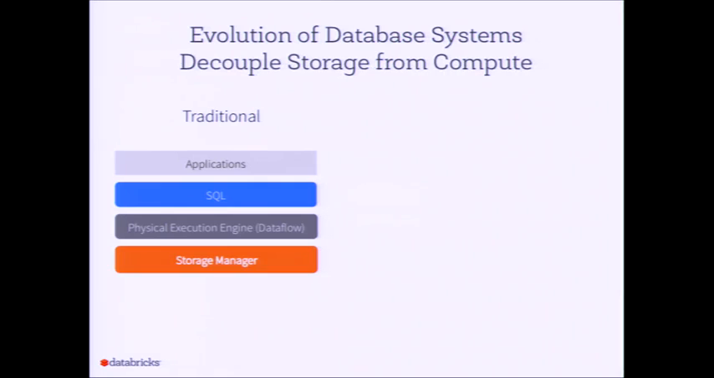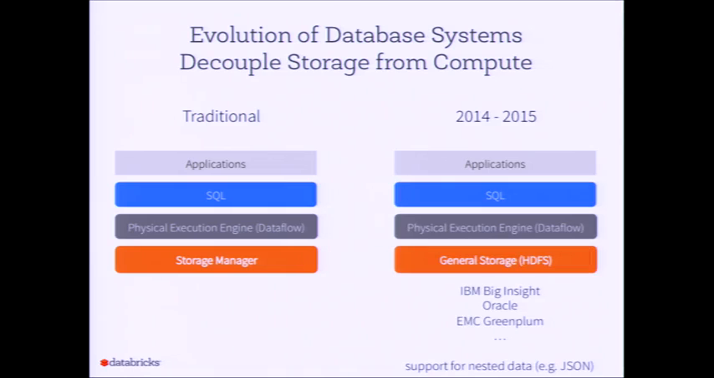The world is not static, so database systems are starting to change, especially in the last year. So again, traditional databases have a monolithic stack, where storage is coupled with compute. The only way to talk to storage and to get data in and out is through SQL talking to the database. But starting about last year, every single database vendor is starting to roll out what they call Hadoop support. And how do you support Hadoop?